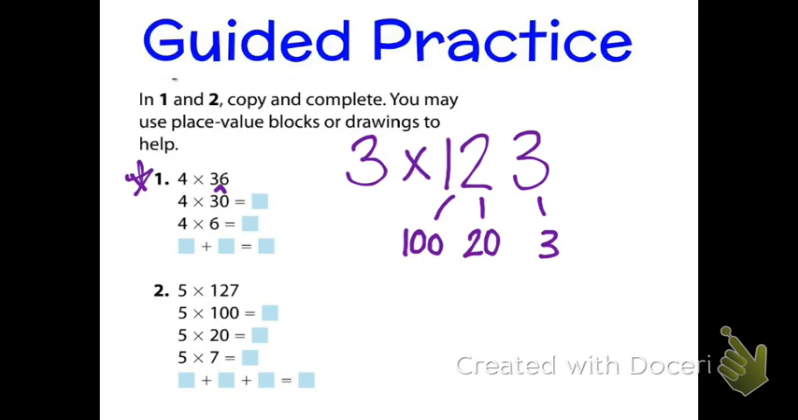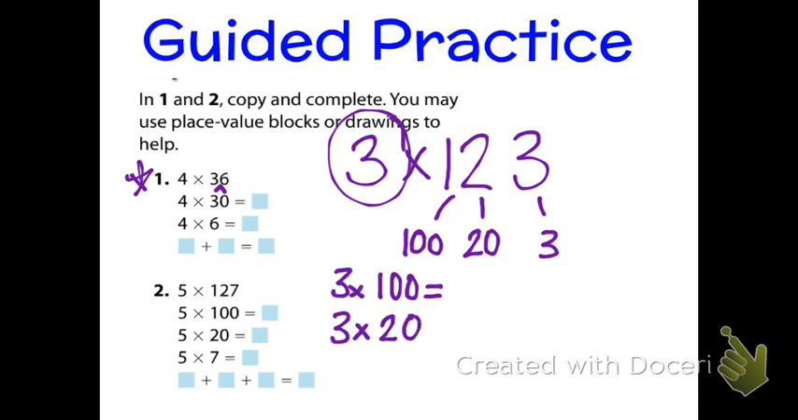In this problem, I would then end up with 3 multiplication problems. All 3 of the numbers that I separated out have to be multiplied times my original number that I was multiplying. So 3 times 100, 3 times 20, and 3 times 3. 3 times 100, well, 3 times 1 gives me 3, 2 zeros on the end. 3 times 2 gives me 6, 1 zero on the end. And 3 times 3, which is 9.